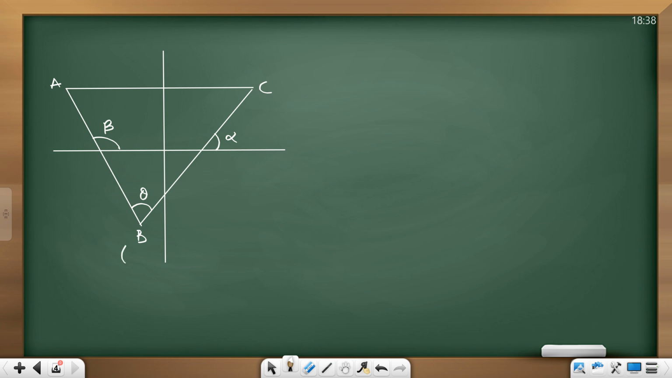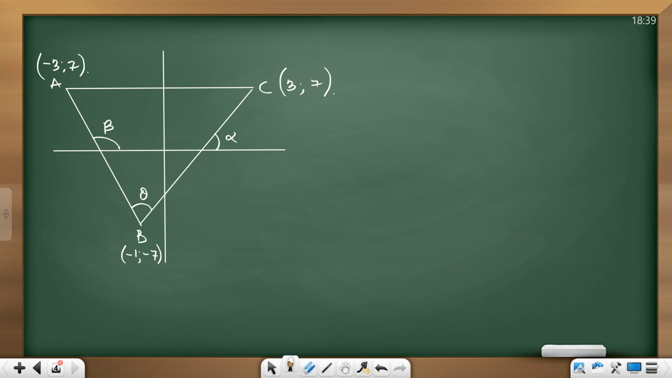Let's have the coordinate of this point as -1 and -7. Coordinate of this point as, let's say, +3 and 7. And point A, let's have it as -3 and 7.